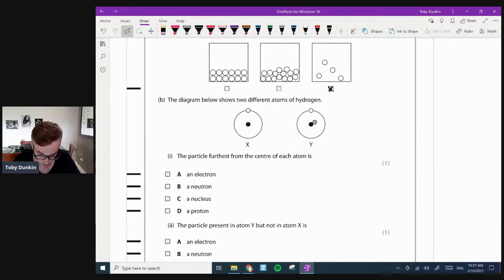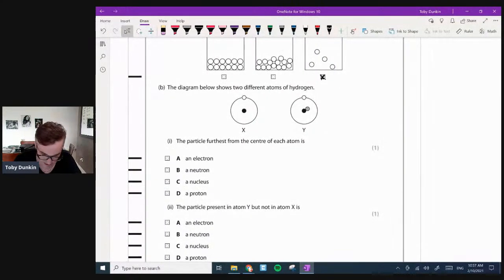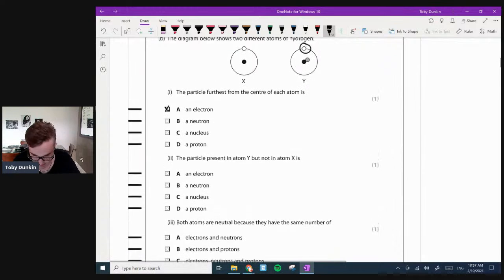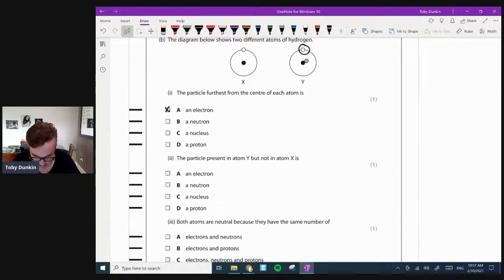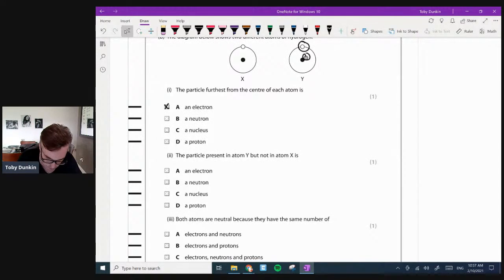The diagram below shows 2 different atoms of hydrogen. Okay, so they're isotopes of each other. The particle furthest from the center of each atom, so that's this one, is going to be an electron. The particle present in atom Y, but not in atom X, that's this one here. That's a neutron.